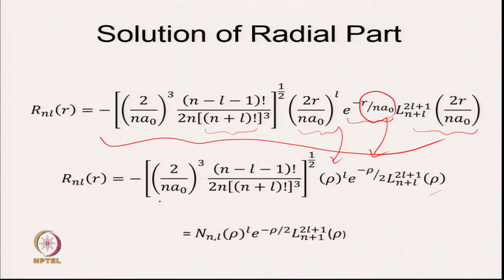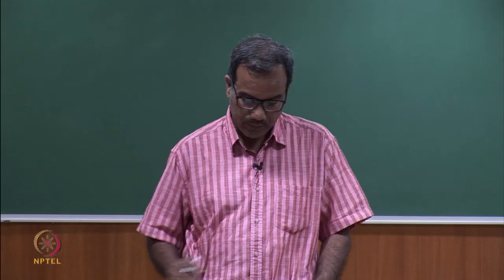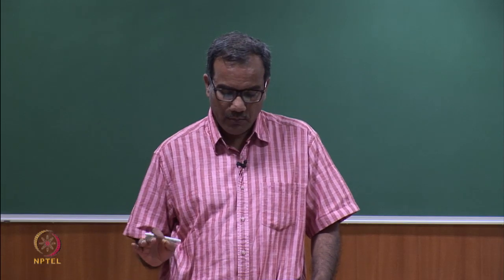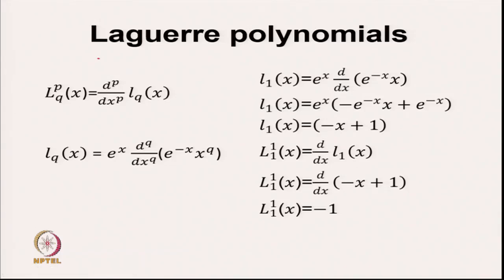And this is basically known as the normalization factor, which certainly depends on n and L, and that is what is written here. So, this is the normalization factor, rho to the power L, e to the minus rho by 2, and this is a polynomial. Now I will discuss this polynomial. This polynomial is called the Laguerre polynomial.